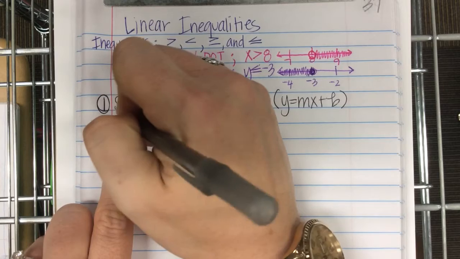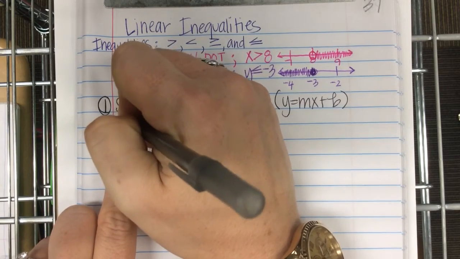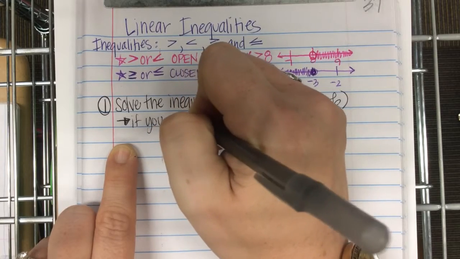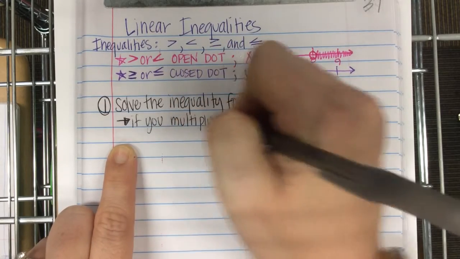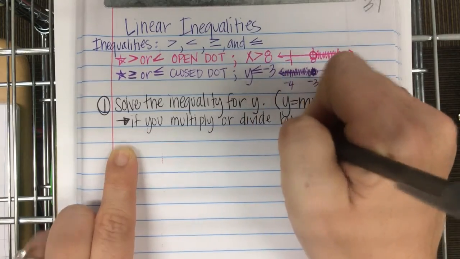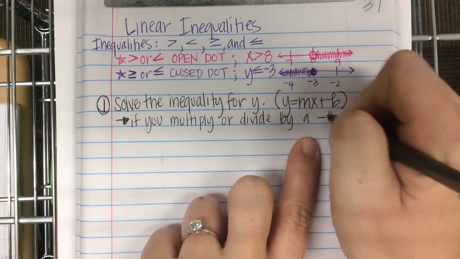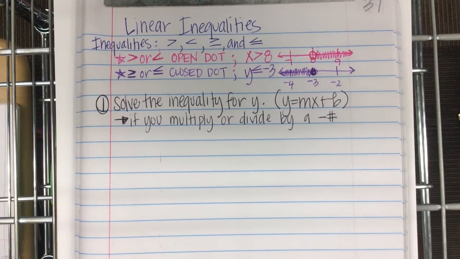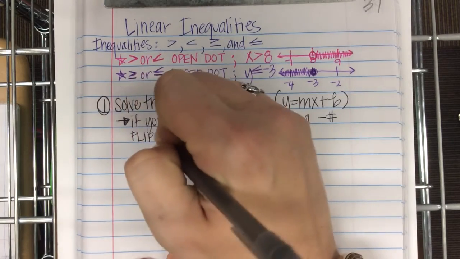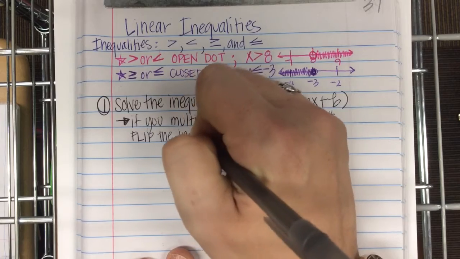This is where if you multiply or divide by a negative number, flip the inequality.